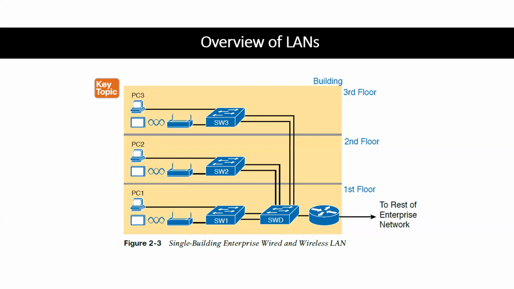So this is an example of a single building enterprise wired and wireless LAN, right? Because as you can see on the left, they're providing wireless access as well on each floor. So this is another type of local area network that I'm sure you are familiar with and how it's broken down. In future chapters, future sections, we'll break down how this actually works, the type of architecture, etc.